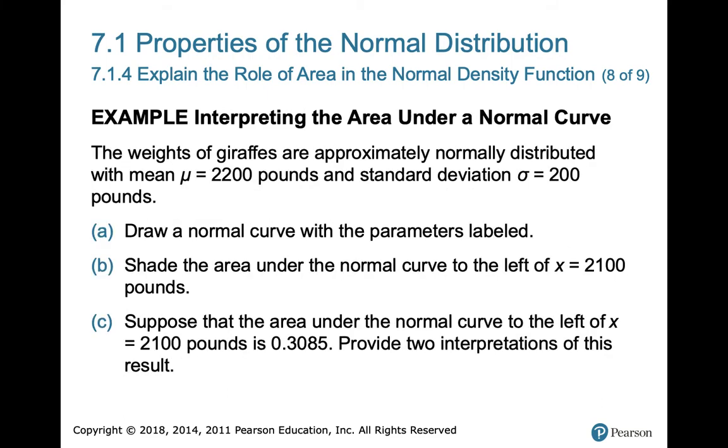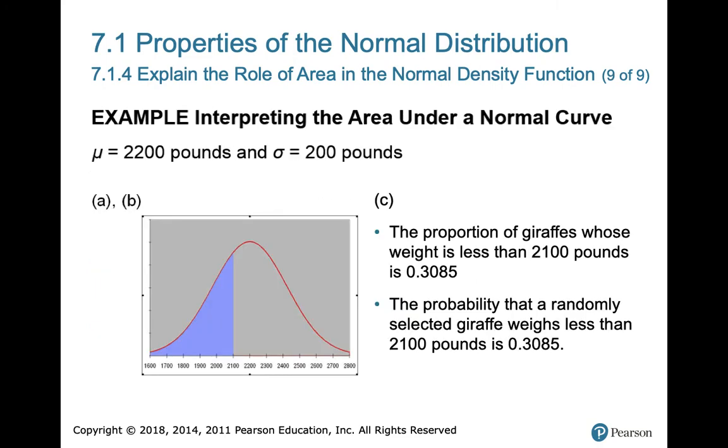So for example, if we know that the weights of giraffes are approximately normally distributed, they have a mean of 2,200 pounds and a standard deviation of 200 pounds. We're going to draw a curve and label in those parameters. We're going to shade the area under the curve to the left of 2,100 pounds. And then we want to suppose that our area under the normal curve to the left of 2,100 is 0.3085. And we want to say, what does that mean about this?